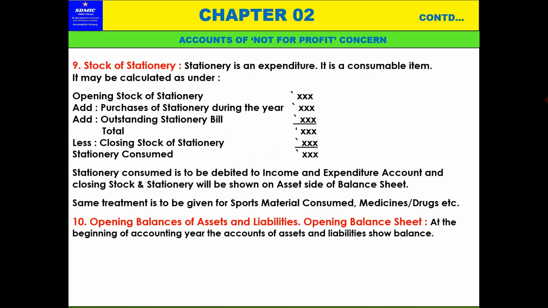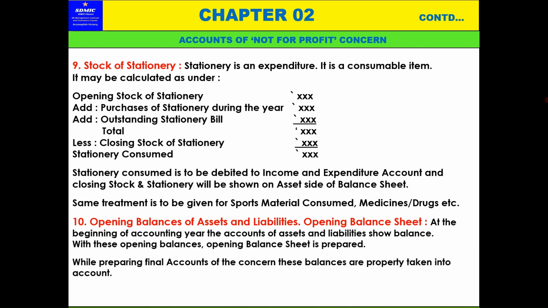Now 10th, opening balances of assets and liabilities. Opening balance sheet. At the beginning of accounting year, the accounts of assets and liabilities show balance. अकाउंटिंग ईयर के शुरुआत में अकाउंट्स ऑफ असेट्स एंड लायबिलिटीज़ शो अ बैलेंस, जो बैलेंस शीट में रहता है, दैट शुड बी टेकन टू द बैलेंस। विद दिस ओपनिंग बैलेंस शीट इज प्रिपेयर्ड। While preparing final accounts of these concerns, these balances are properly taken into account.